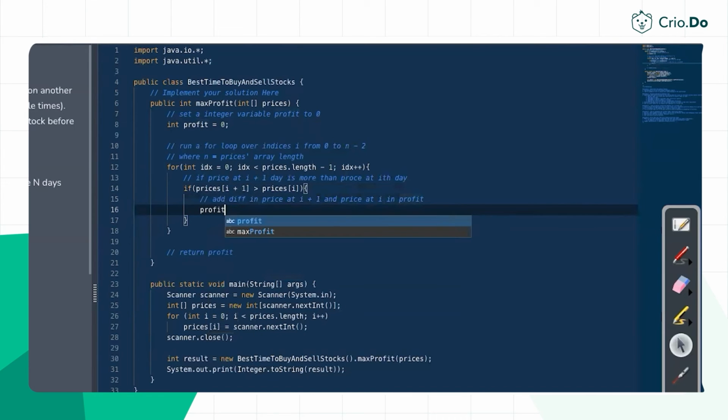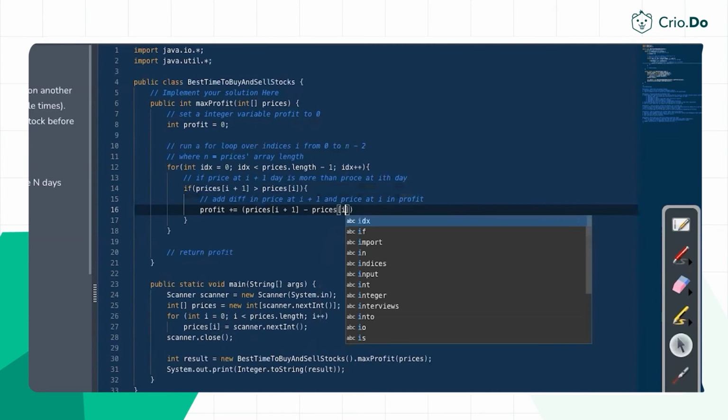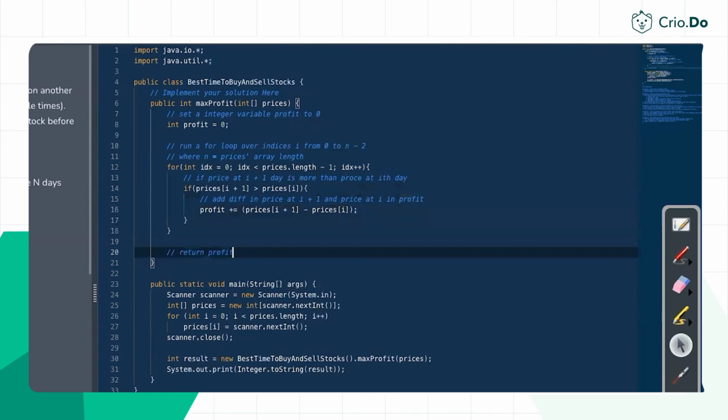We can just add the current transaction, that is prices of I plus 1 minus prices of I, in the total profit variable. And finally, we can return profit.